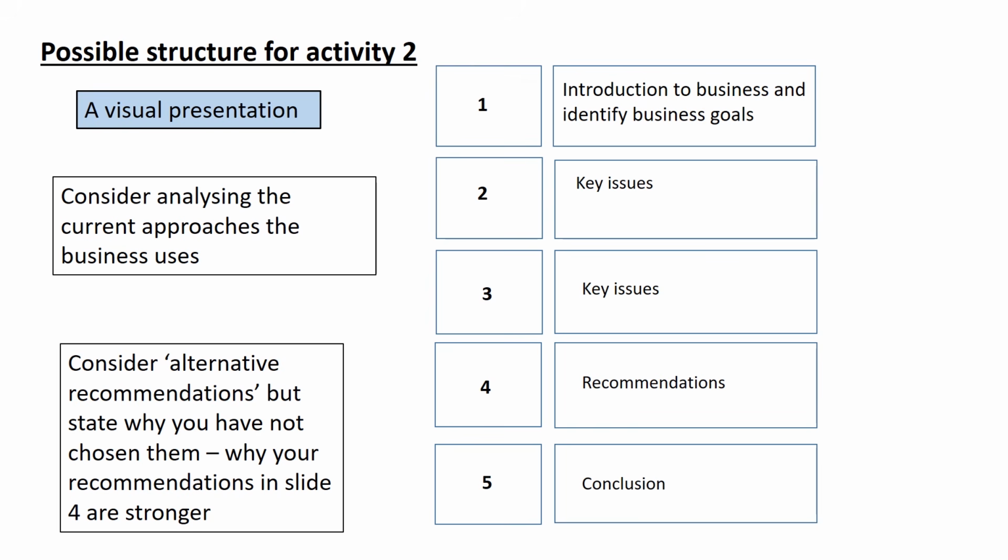Now you should consider analysing the current approaches that the business uses within your visual presentation. So it could be in regards to, obviously it depends on the question, but it could be in regards to the training and development that they're undertaking. So before you're making any recommendations, you should actually analyse the current approaches that the business uses. These are things that the examiner is looking for. And again, the alternative recommendations should be mentioned in your visual presentation.